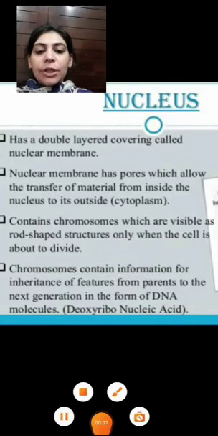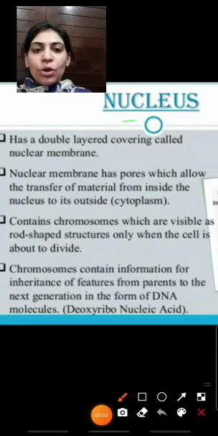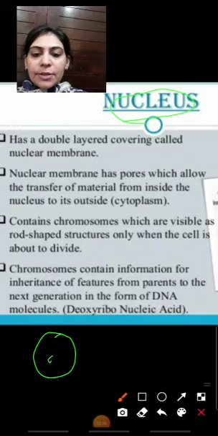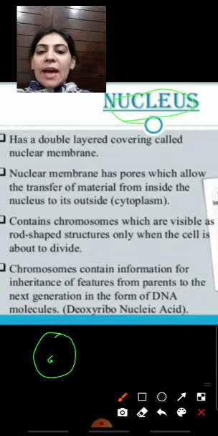Now I am discussing with you the nucleus. You know, the nucleus is the center part of the cell. Cell का जो central part है, that is nucleus. It has a double layered covering called the nuclear membrane.